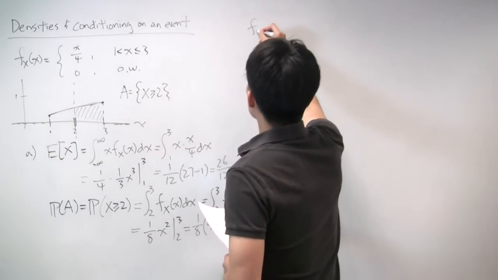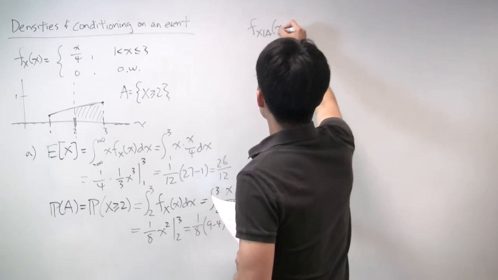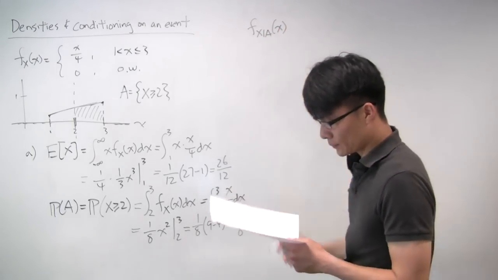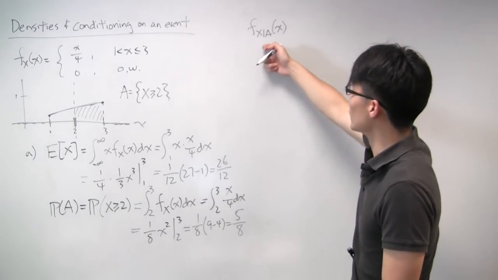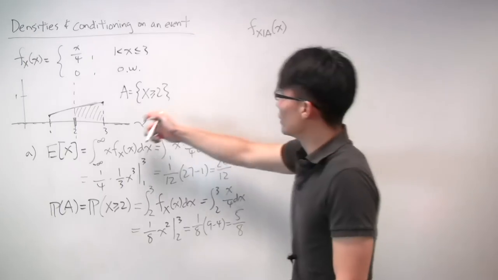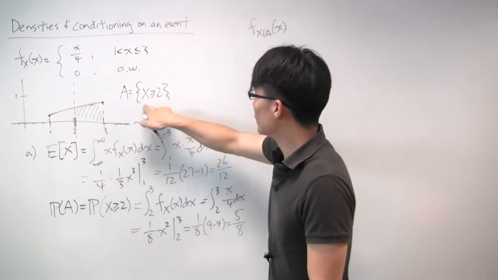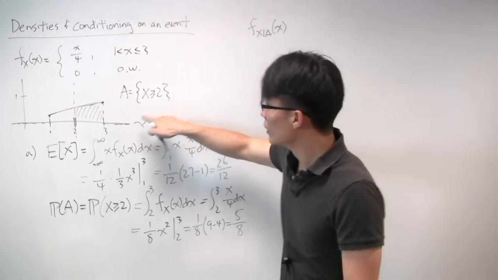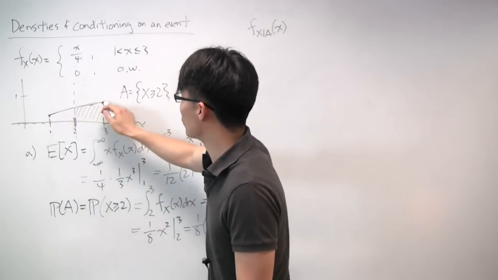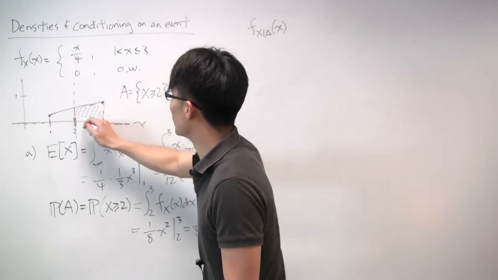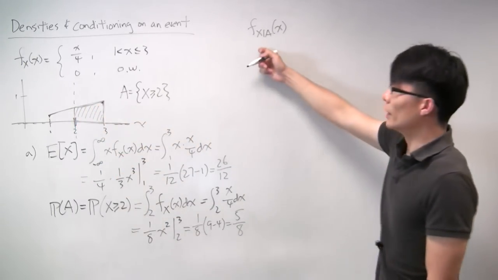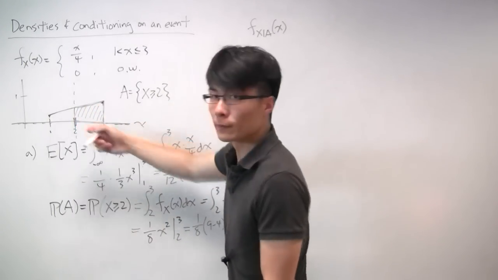Now, let's calculate the next thing, which is the conditional density of x given the event A. So what does it really mean? It means that by conditioning on A, we're in the universe where the random variable is at least 2. So instead of focusing on the original density, we're just in this restricted universe of just this part. And now we want an updated density for only this part.